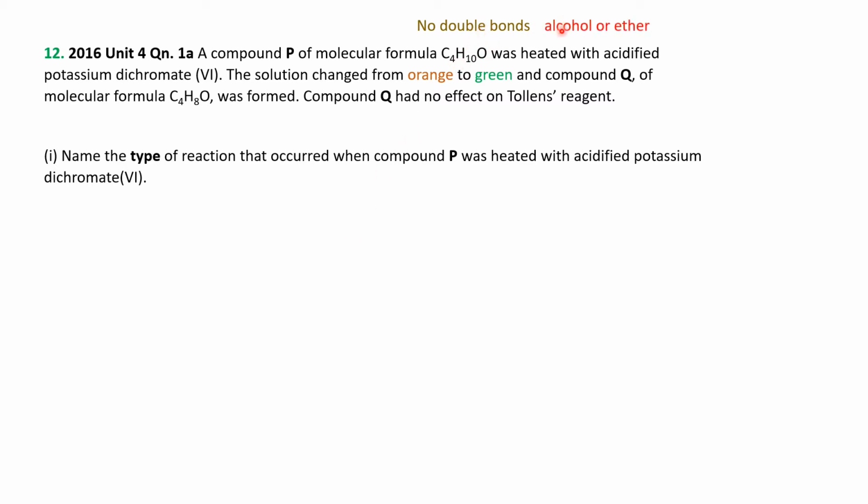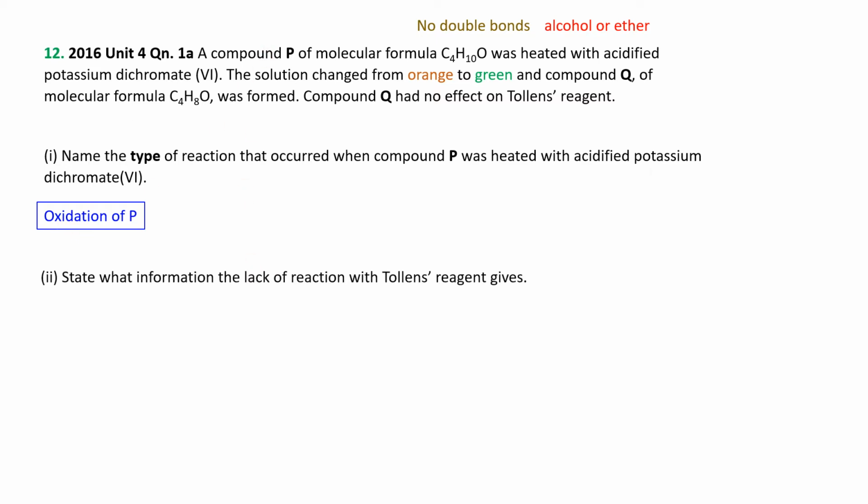That tells you it must either be an alcohol or an ether, because you've got the 1 oxygen there, and that oxygen has to be single bonded to a carbon. So let's see what happens. What type of reaction occurs when P was heated with the acidified potassium dichromate? You see acidified potassium chromate, acidified potassium permanganate, basic potassium permanganate, and so on. You know those are oxidizing agents, so we're going to have oxidized P.